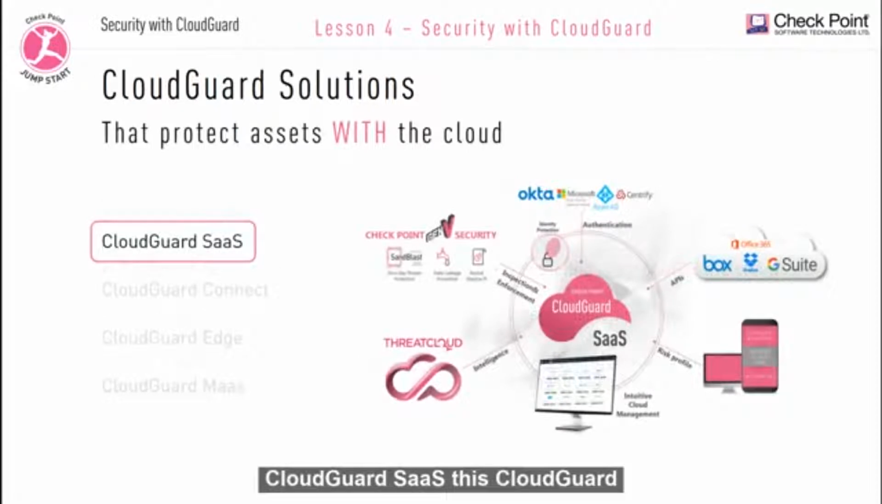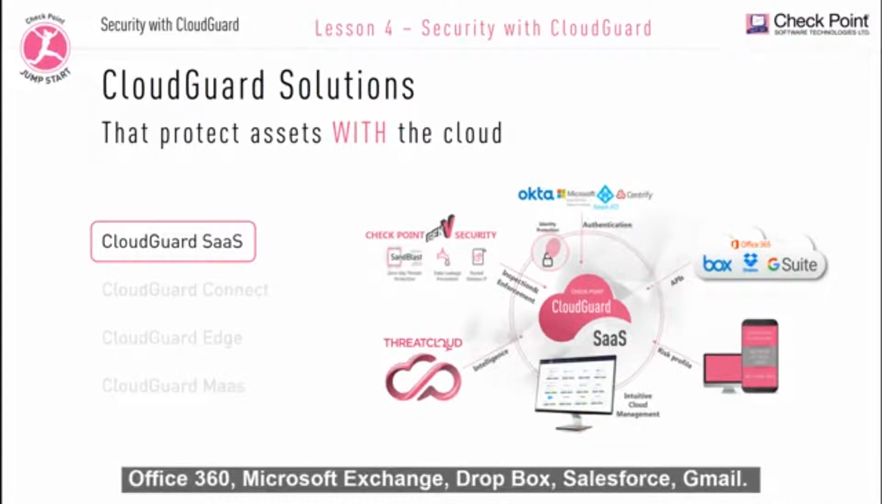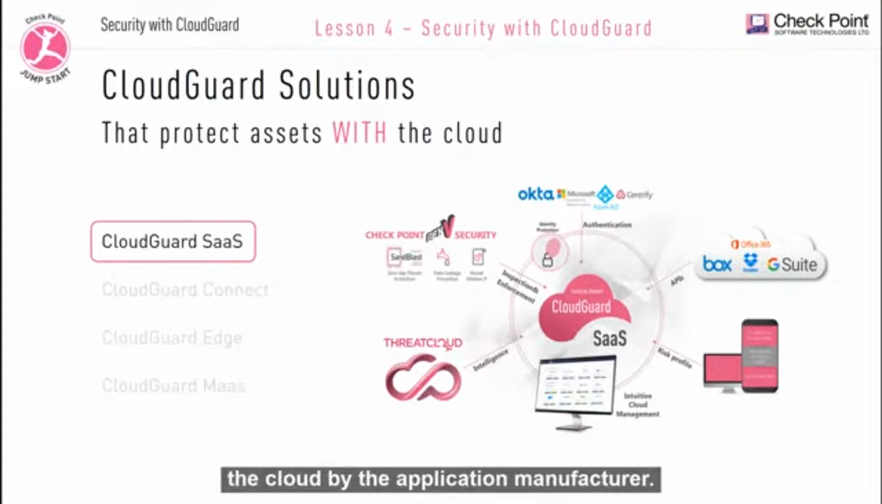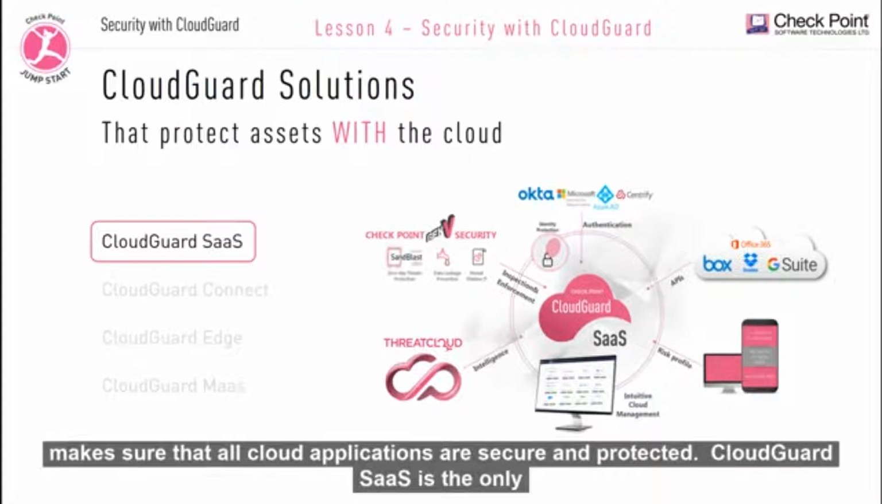CloudGuard SaaS. This CloudGuard SaaS solution helps secure many SaaS applications such as Office 365, Microsoft Exchange, Dropbox, Salesforce, Gmail. All of these SaaS applications and many others are actually located and hosted in the cloud by the application manufacturer. These applications can be vulnerable and are exposed on a daily basis to potential breaches. CloudGuard SaaS security solutions make sure that all cloud applications are secure and protected.